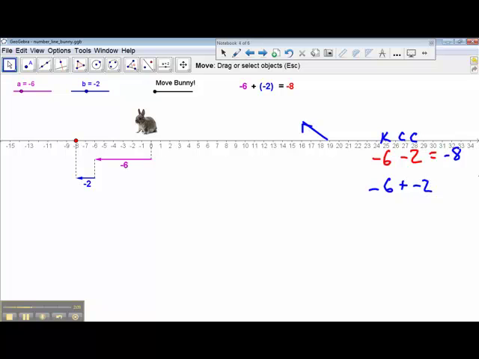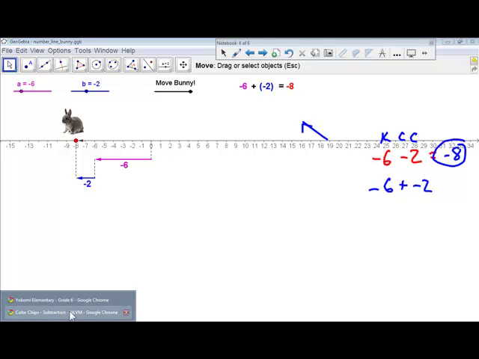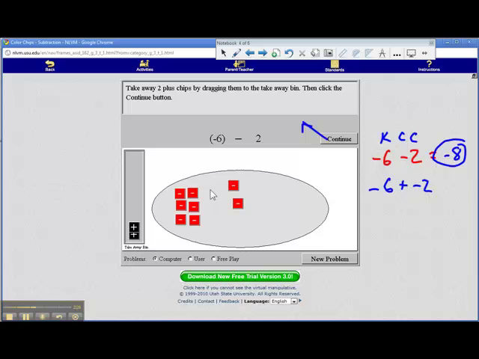And we find that if we go to negative 6 and then we go to negative 2, we wind up at negative 8. The same answer we came up with back on the page with the field charge model right here. Negative 6 minus 2, two positives, comes up with negative 8. You can add the opposite.